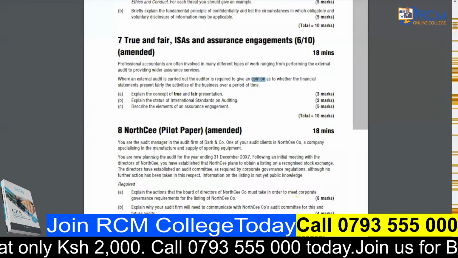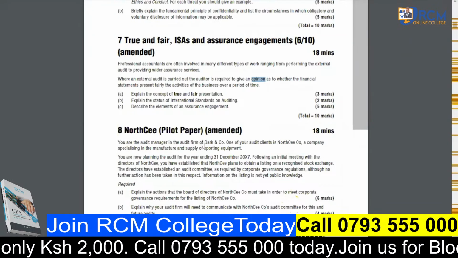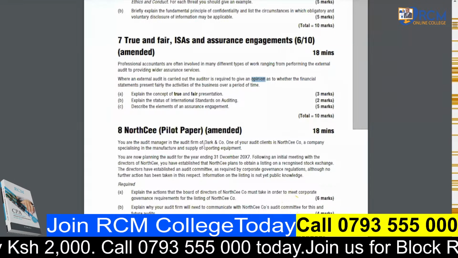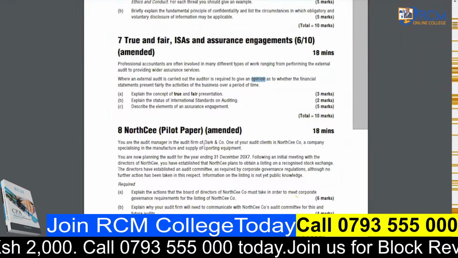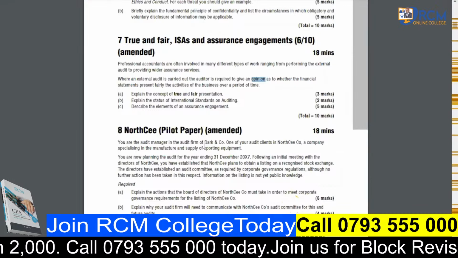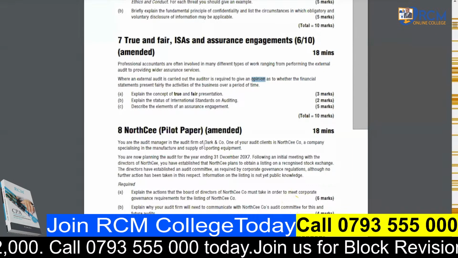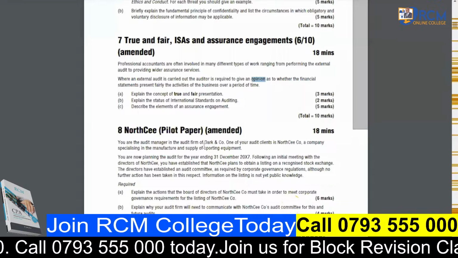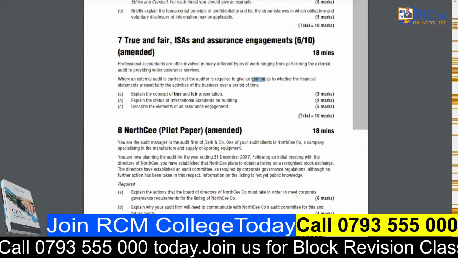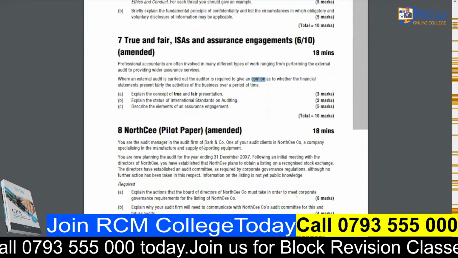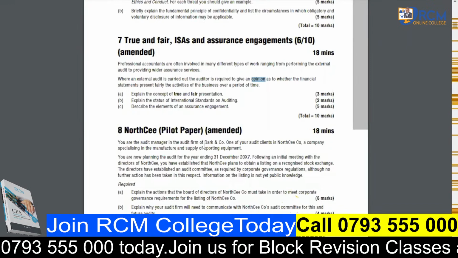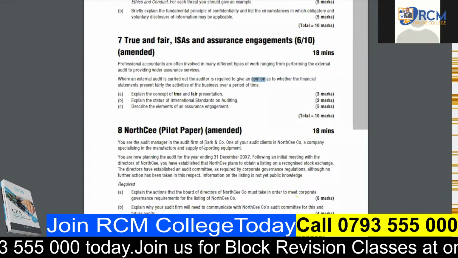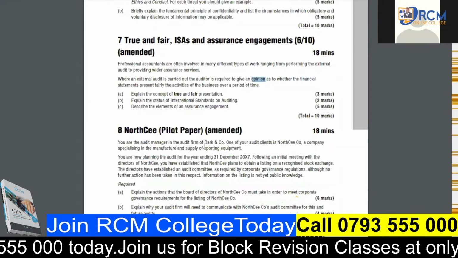So it tells you here, you are the audit manager in the audit firm of Duck and Company. One of your audit clients is North Sea's Company, a company specializing in the manufacture and supply of sporting equipment. You are now planning the audit for the year ending 31st December 2017. Following an initial meeting with the directors of North Sea, you have established that North Sea plans to obtain a listing on a recognized stock exchange. The directors have established an audit committee as required by corporate governance regulations, although no further action has been taken in this respect. Information on the listing is not yet public knowledge.